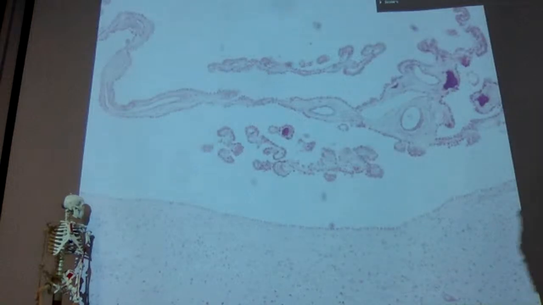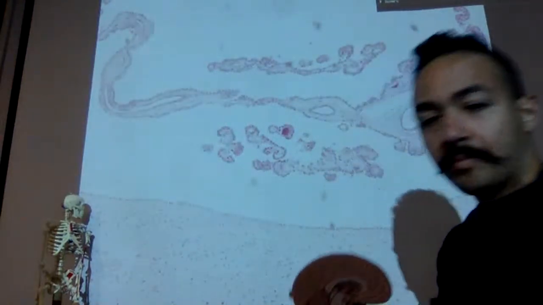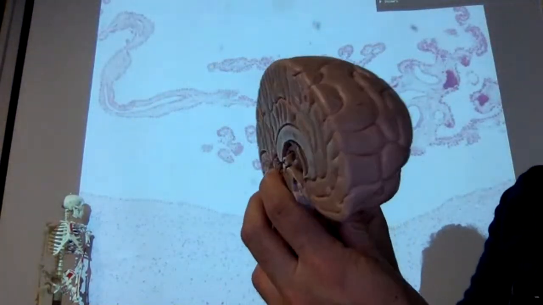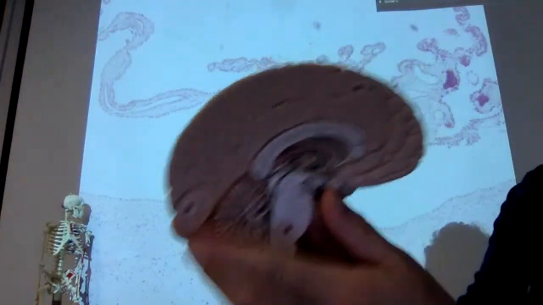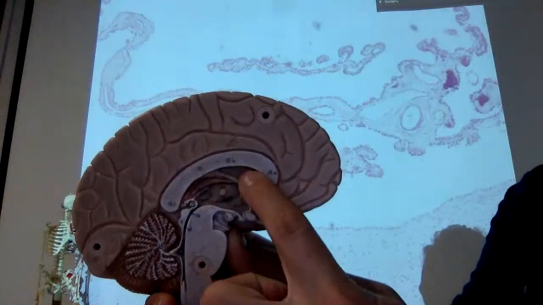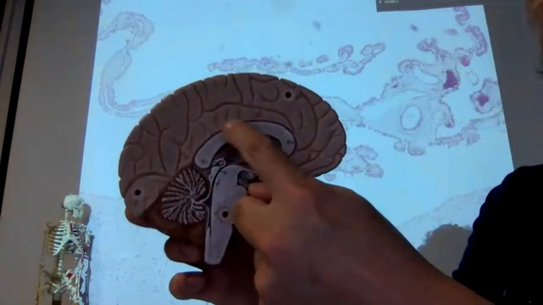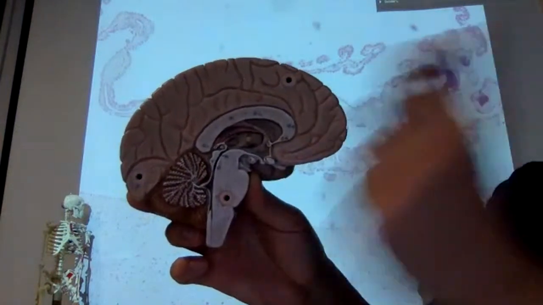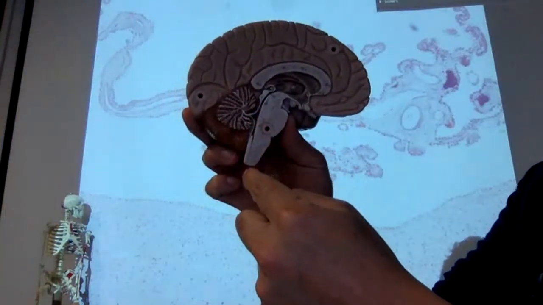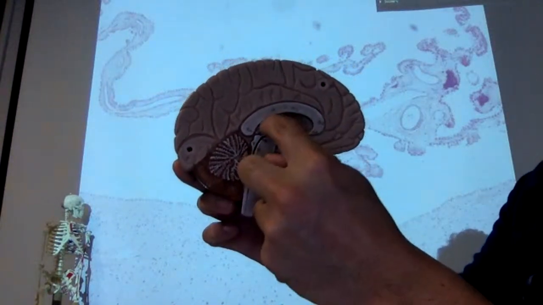Okay, this slide is from the brain. Where in the brain are we looking? Here's a sagittal cut. This is a mid-sagittal cut of the brain. You can see these spaces here. Those are called ventricles. Fluid-filled spaces are called ventricles. And they're all connected. The ventricles of the brain connect to this canal, which then continues down to the spinal cord, and that's how we form the central canal. All that cerebrospinal fluid is connected.